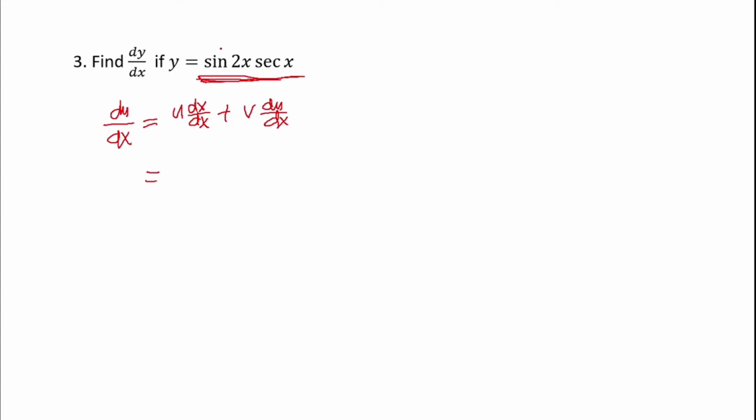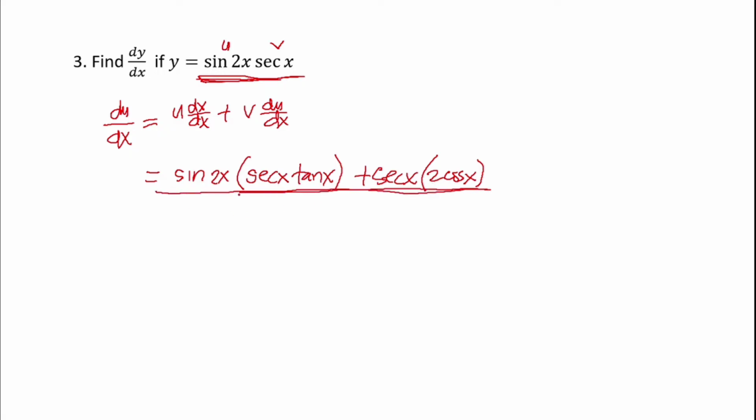So what is our u here? We're going to have u, this is our v. So our u here is sine 2x times derivative of sec, which is sec x tan x, okay, plus what is the derivative of v? The v times v, we have sec x times derivative of u sine 2x, which is 2 cos x. Since ganyan na po ang forma, we could not simplify this further. So this is dy over dx.